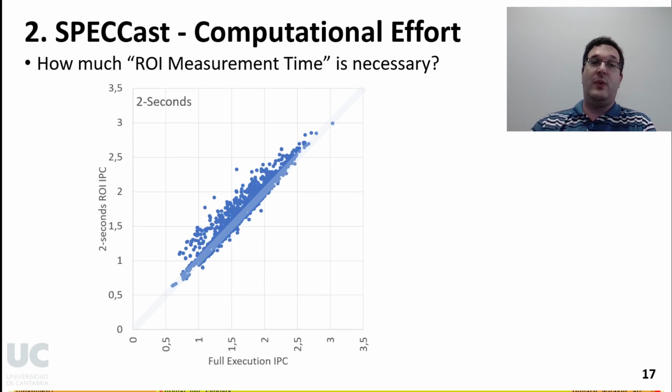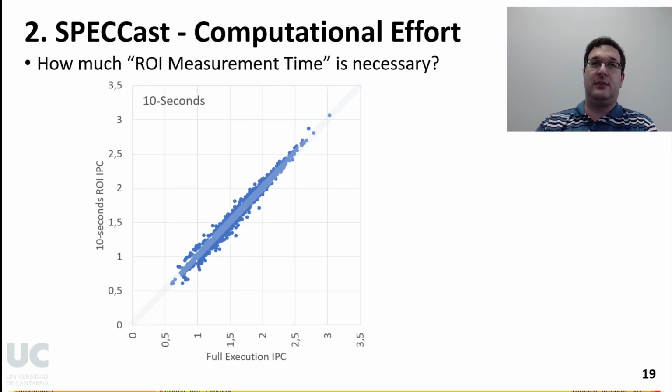Turns out that we need at least 10 seconds to get a statistically sound result. Less than that, and some applications do not execute even a single iteration of the region of interest. That means that with 10-second measurements, we are able to get 500 measures, 500 data points, in less than 8 hours. And there are methods to reduce that time even more.